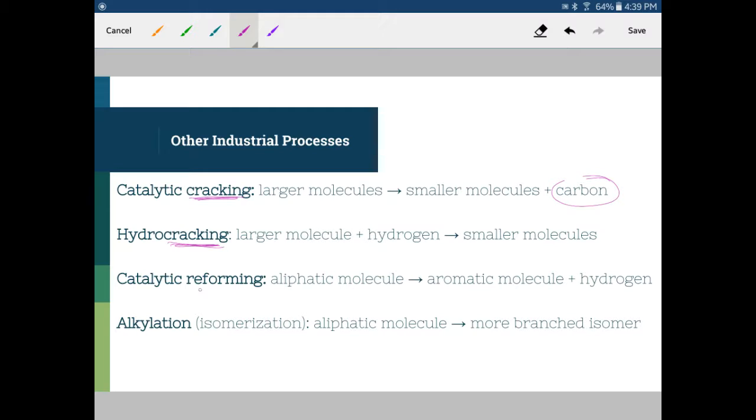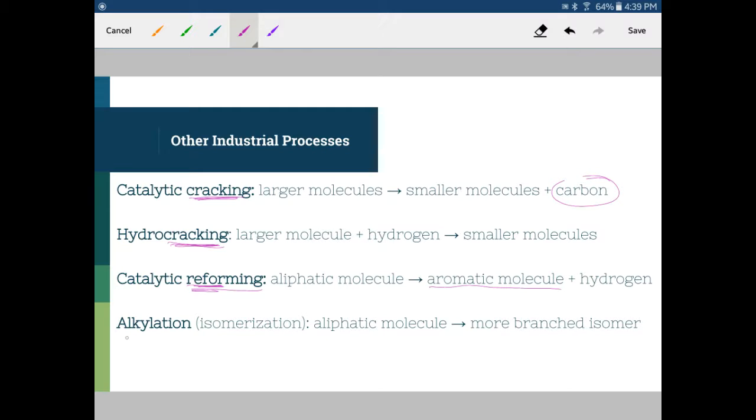Then we have catalytic reforming. Now, we reform a molecule. So we're taking an aliphatic molecule, again, an alkane, alkene, or an alkyne, and turn it into an aromatic molecule plus hydrogen. Now, some of these aromatic molecules, although they are potentially carcinogenic for us, they can also be used in industry or for combustion, things like that. Sometimes they're a little bit more effective in terms of combustion.